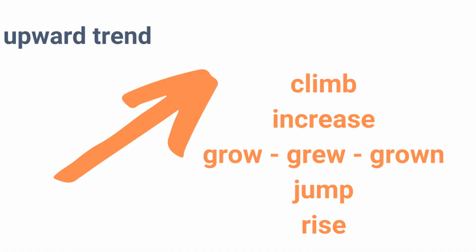So what I'm going to do with each of these trends is give you verbs. And here I've got the verbs, and you probably know all of them or most of them. We've got climb, increase. We've got an irregular verb, grow, grew, grown. And then we've got jump and we've got rise. Rise is also irregular. Rise, rose, risen.